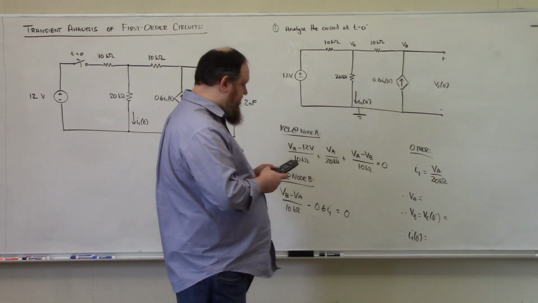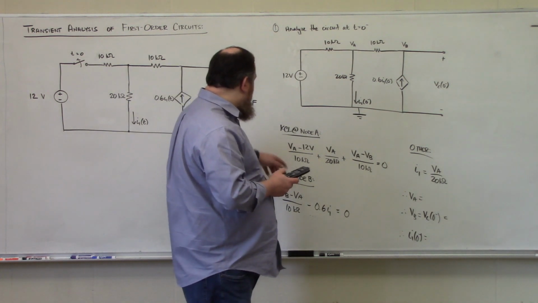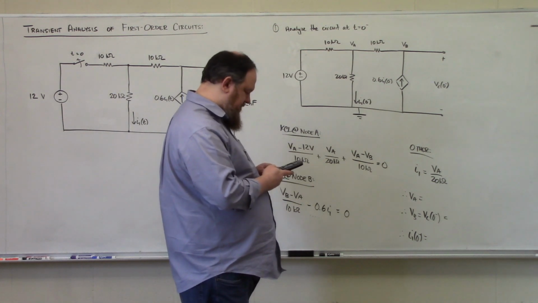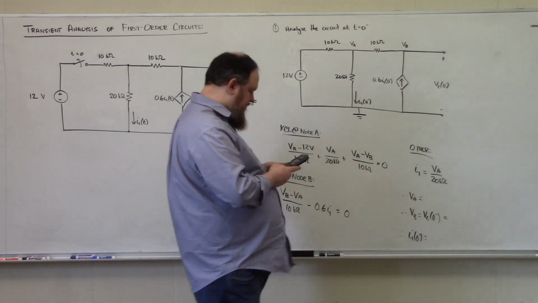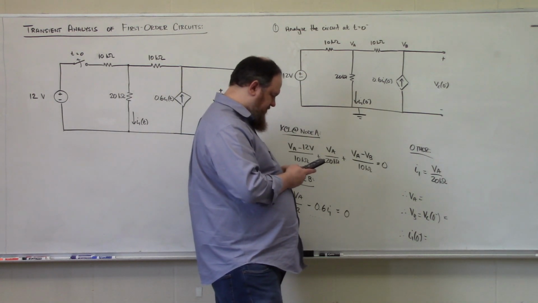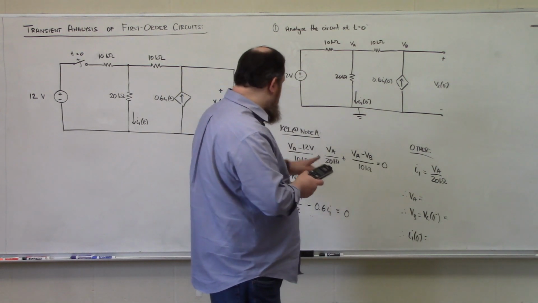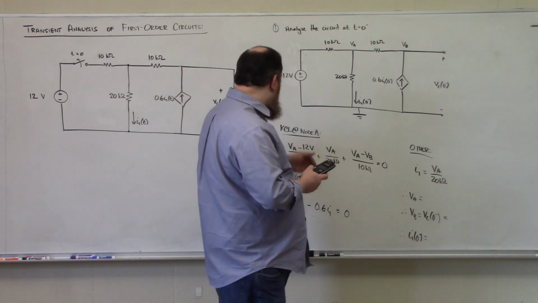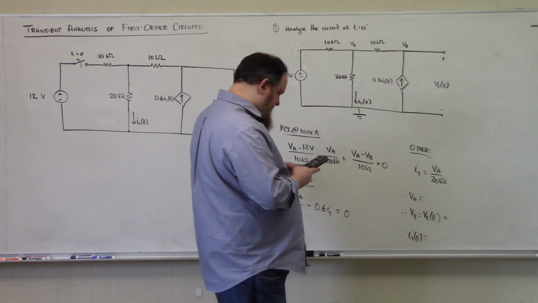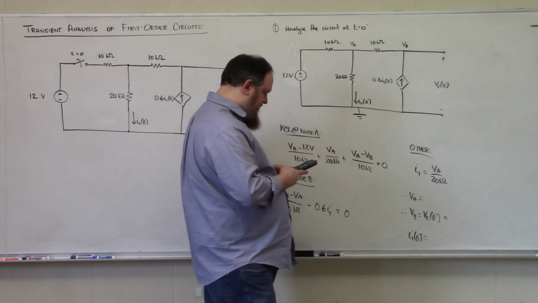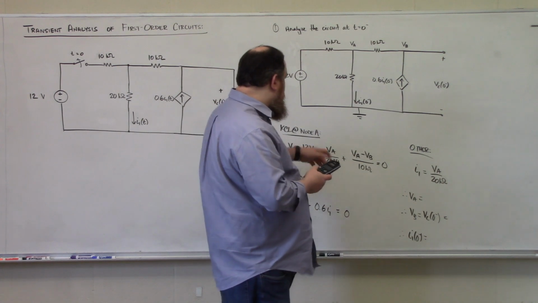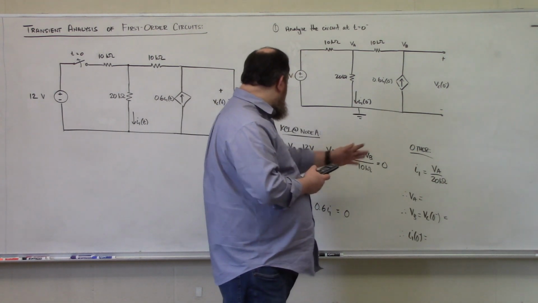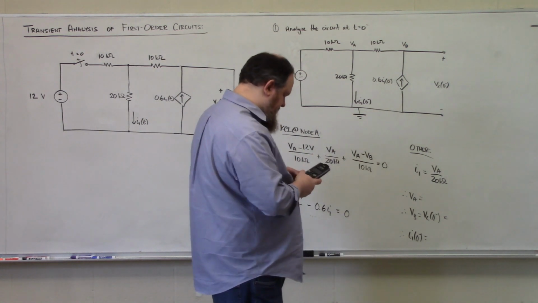So a 3x3 system where I'm going to have 1 over 10,000 ohms plus 1 over 20,000 ohms plus another 1 over 10,000 ohms. That's my coefficient for VA. My coefficient for VB is negative 1 over 10,000 ohms. There is no I1 in this equation, so my coefficient for that will be 0. And my constant term will be 12 divided by 10,000.